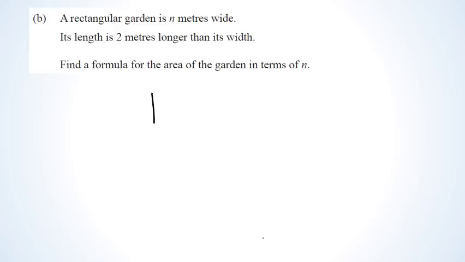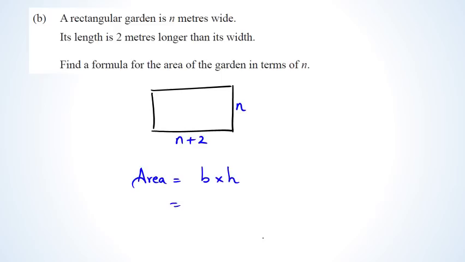So let's just do a quick sketch. We have a rectangular garden, its width is n meters, so this is going to be n. Its length is 2 meters longer than its width, so we're going to have n plus 2. Now they're asking you for the area of the garden in terms of n. So we can write this as area equals base times height, which is just (n plus 2) multiplied by n.